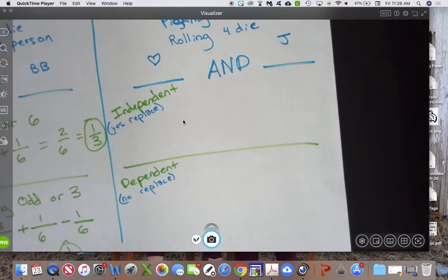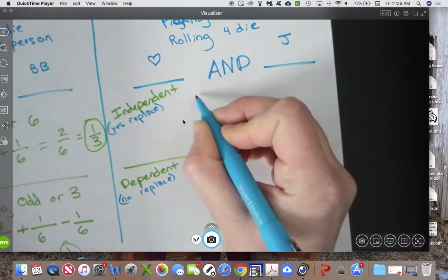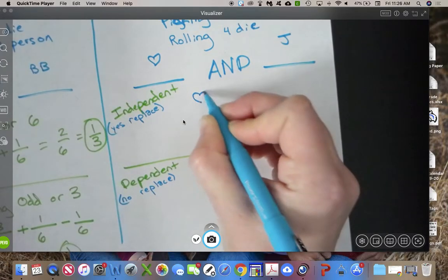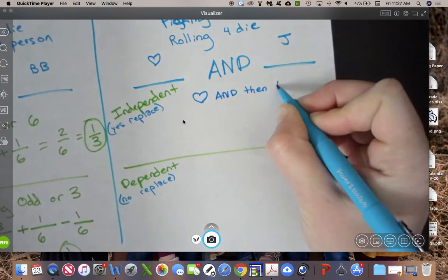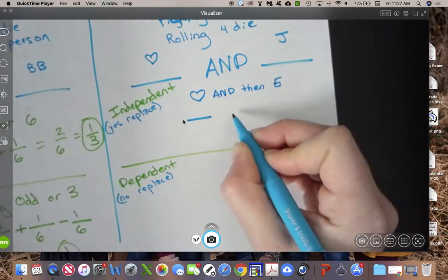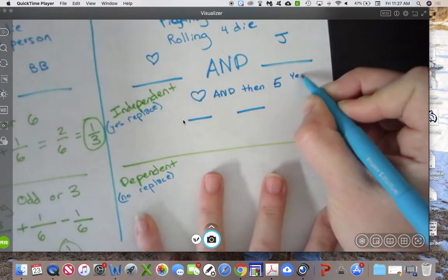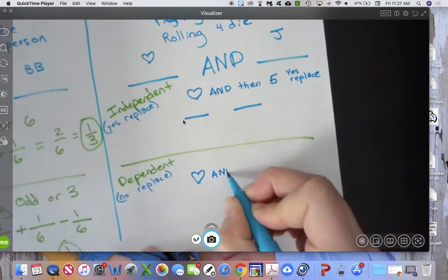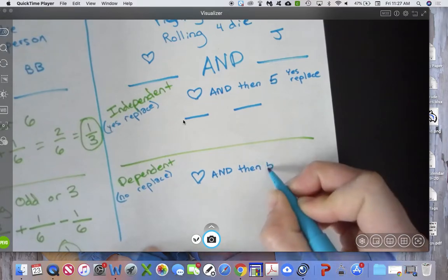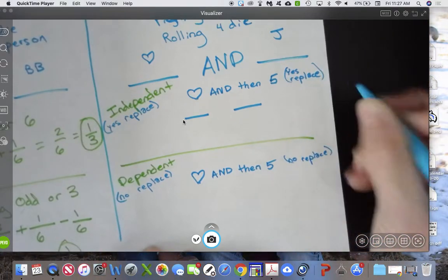Okay, so, oh my gosh, we gotta go fast. Okay, independence. Let's do cards. I'm going to do a heart and then a 5, and I am yes replacing. Down below I'm going to do a heart and then a 5, no replace.